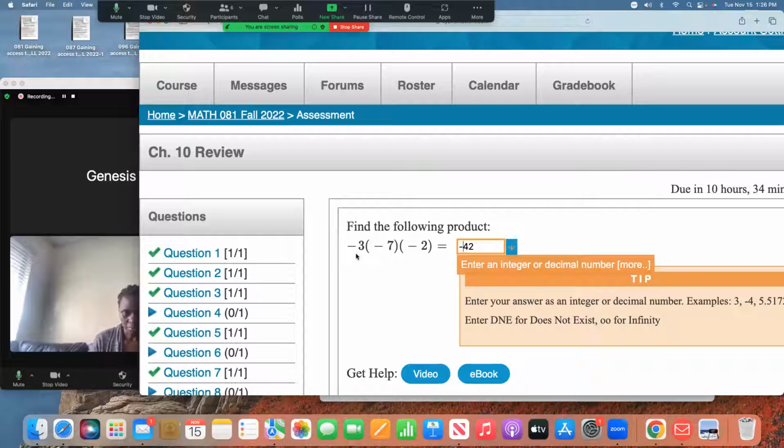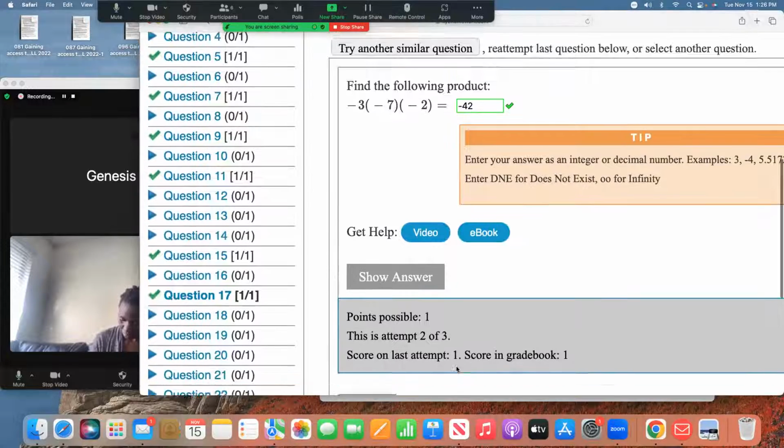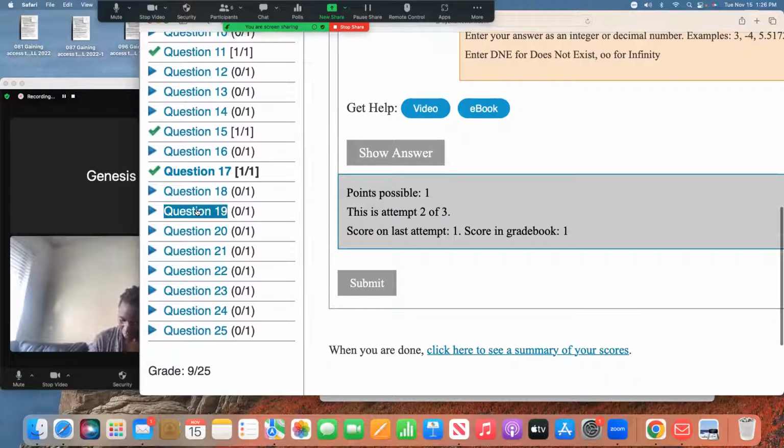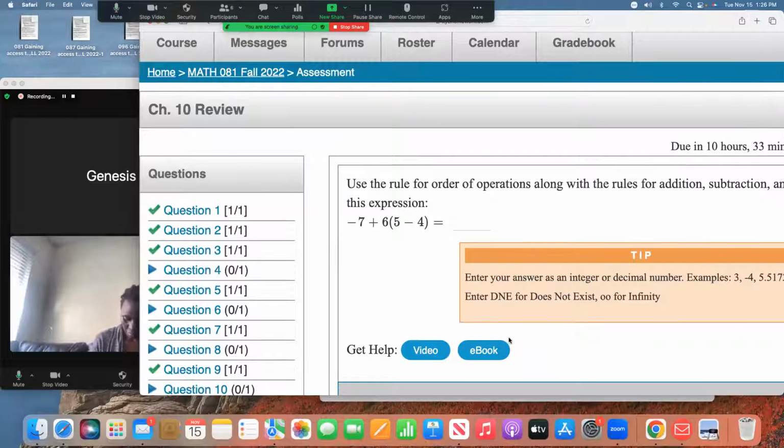So if you did them inch by inch, you would go -3 times -7. That would have been positive 21. Then positive times a negative would end up being negative. So there's two parts to this answer, the number answer and the sign. And so the sign is just as important as the number.